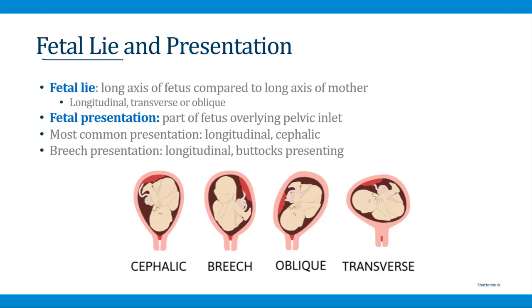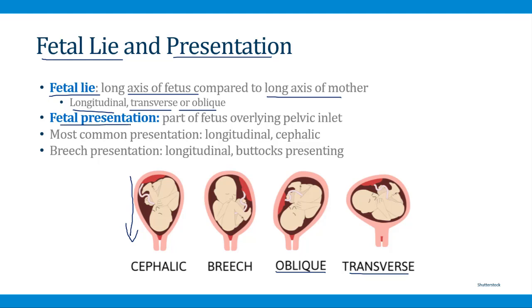Let's talk about the fetal lie and presentation. The fetal lie is the long axis of the fetus compared to the long axis of the mother. The fetal lie can be longitudinal, transverse, or oblique. If you look at the bottom of the screen, this is the long axis of the baby and it's lined up with the long axis of the mother, so this is a longitudinal lie. This baby here has an oblique lie and this baby has a transverse lie.